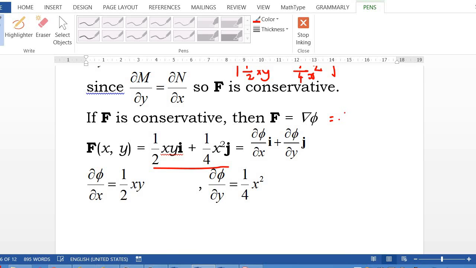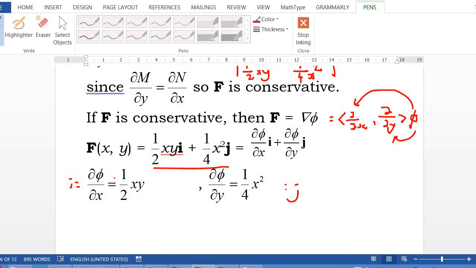Del phi is actually, del is a differential operator. You have actually ∂/∂x and ∂/∂y, multiplied by phi, which is a scalar. That's why you have F equal to ∂φ/∂x i plus ∂φ/∂y j. And then you compare component i, you get ∂φ/∂x equal to 1/2 xy. If you compare component j, you get ∂φ/∂y equal to 1/4 x squared. Your task is to find the potential function and use it to evaluate your line integral.